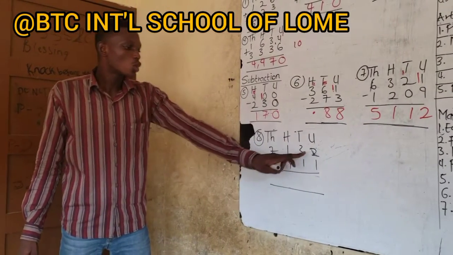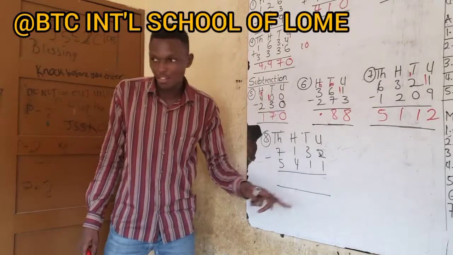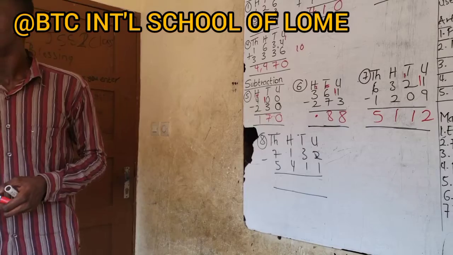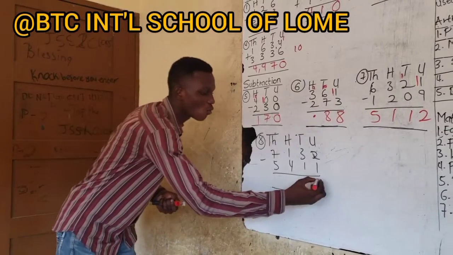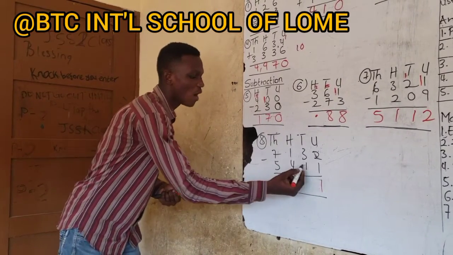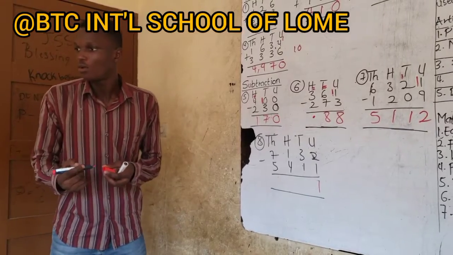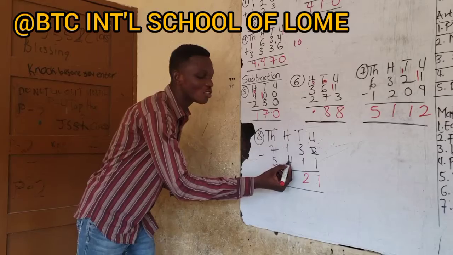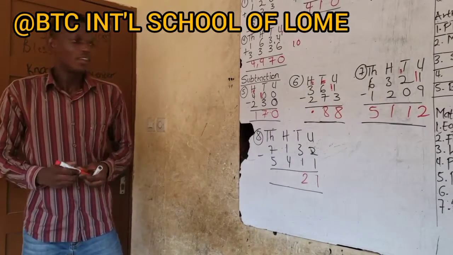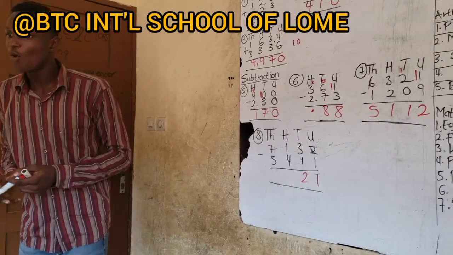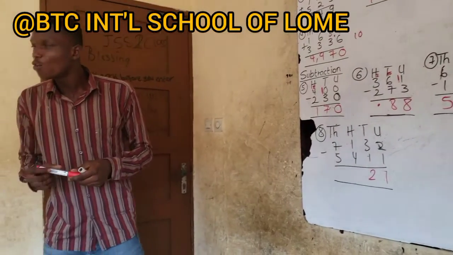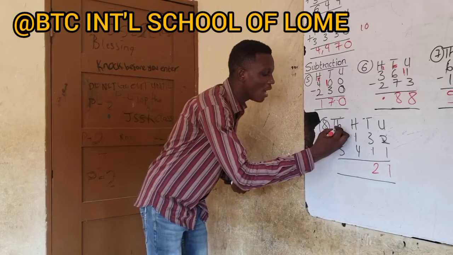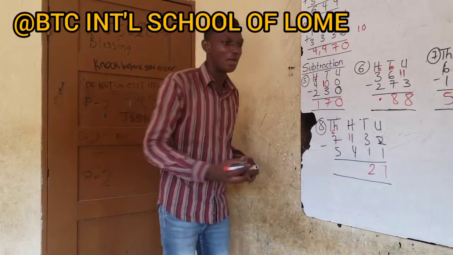So we have 2 minus 1. Who can tell us? 2 minus 1 is giving us 1. We have 3 minus 1 is giving us what? 2. Now 1 minus 4. Is that possible? No. So what do we do? We borrow 1 from 7, here we are left with 6 and we add it, making how many?